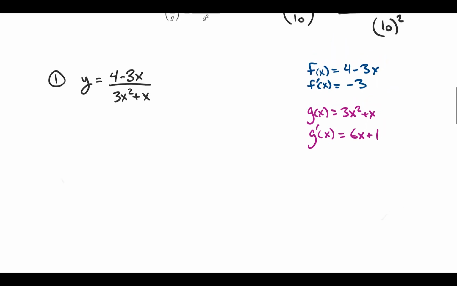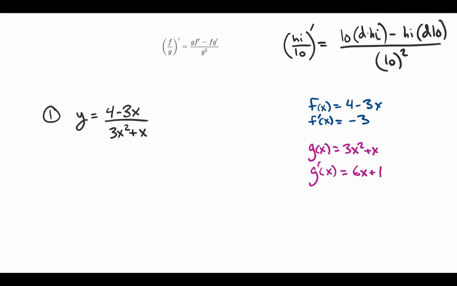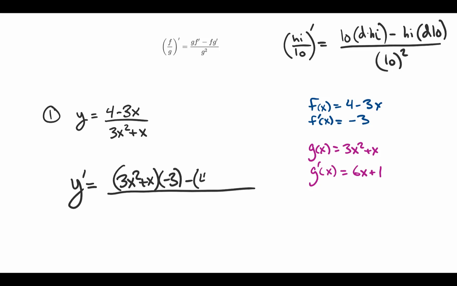Cool, now we just follow the formula. Look, it's right there. You can either use my low D high, where f is high and g is low, or you can use the formula. So now we can say that our y prime is going to be, let's write it out, low. Low is 3x squared plus x. D high, derivative of high, that's negative 3. Minus high, that's 4 minus 3x, times the derivative of low, and what was that? We got that off on the side, 6x plus 1. All over, square the bottom.